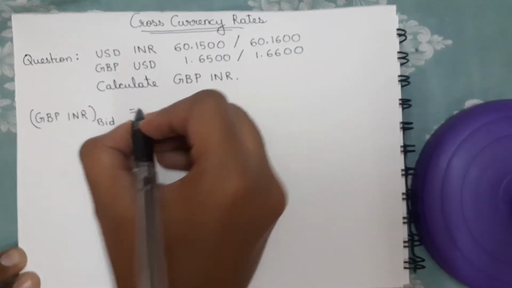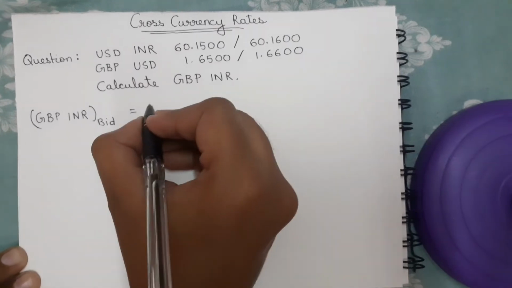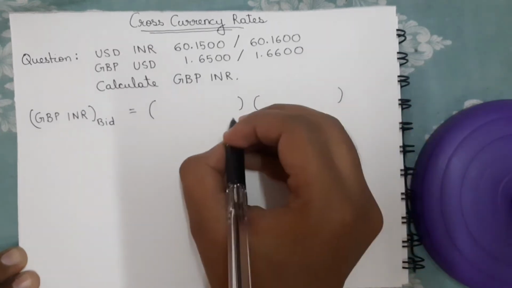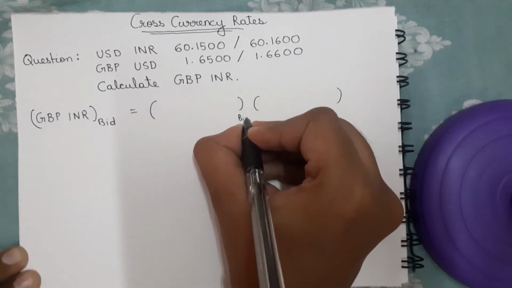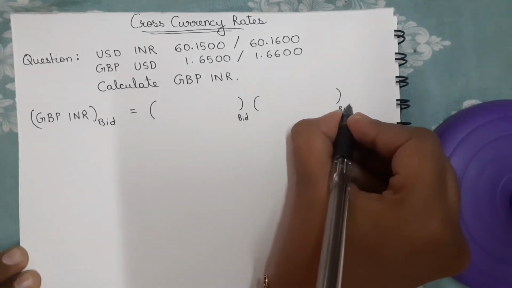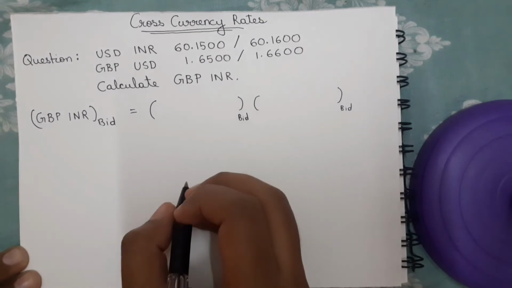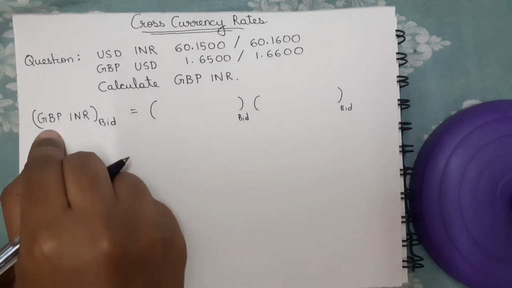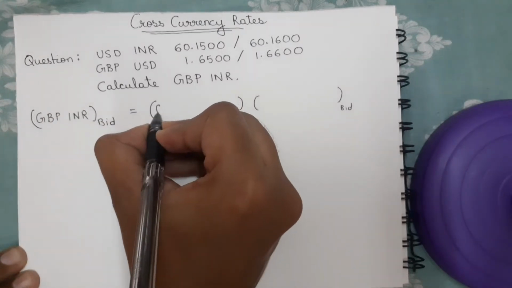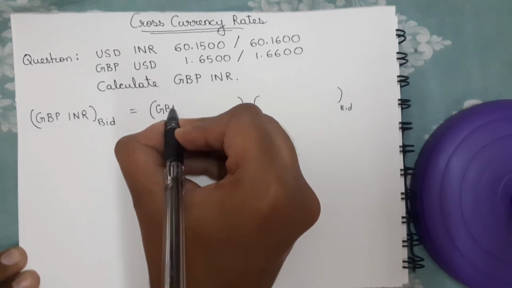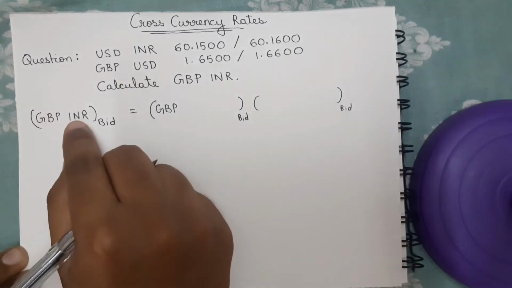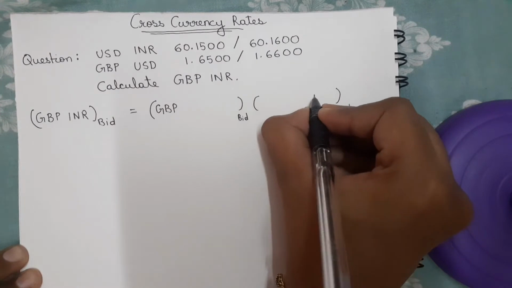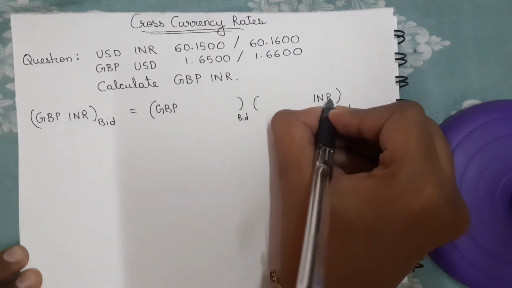So the formula to find the GBP INR bid rate is, first let us put two brackets and then let us write bid rate below. So it would be the bid rate of the information in this bracket. Now we have to find the GBP INR bid rate. Here GBP is the first given currency. So in the first brackets, first position, we will put GBP. And here the second one is INR. So in the second brackets, last position, that is the second position, we would put INR.